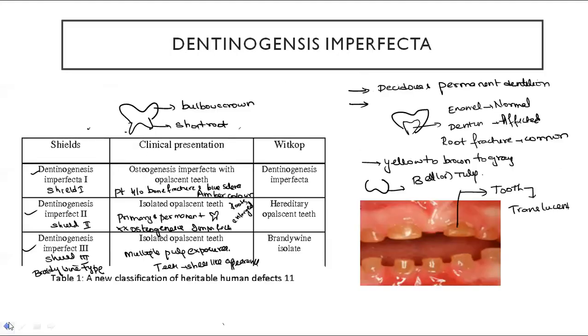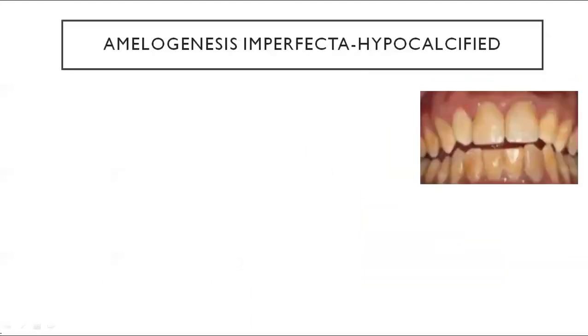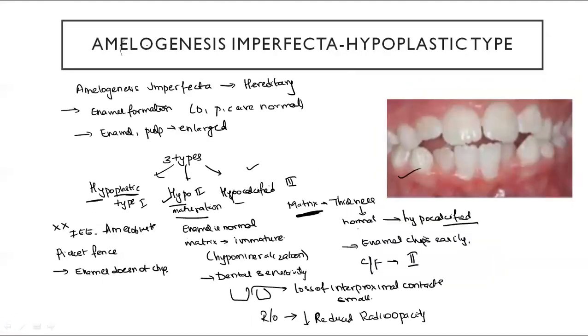So let us have a quick review of all the structural defects we have studied till now. Amelogenesis Imperfecta: the enamel is thin, pulp is enlarged. It's a hereditary condition with a defect in enamel formation. Pulp, dentin, and cementum are normal. There are three types: hypoplastic, hypomaturation, and hypocalcified. In the hypoplastic type, there is lack of conversion of inner enamel epithelium into ameloblasts. Picket fence appearance can be seen. Enamel is well mineralized and doesn't chip. The only chipping you can notice is in the hypocalcified type.